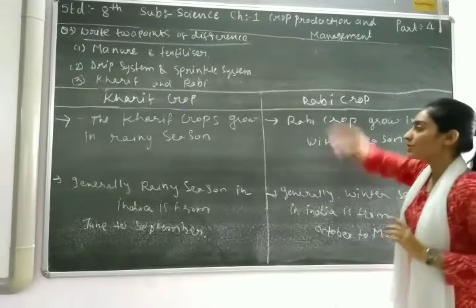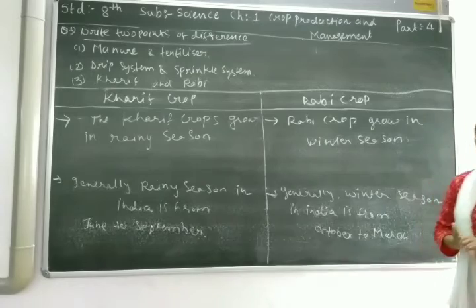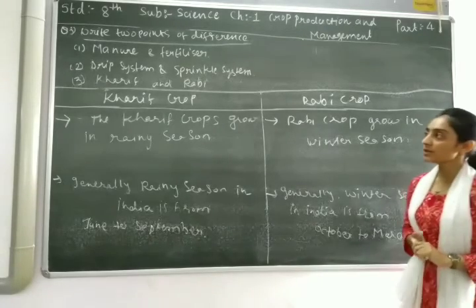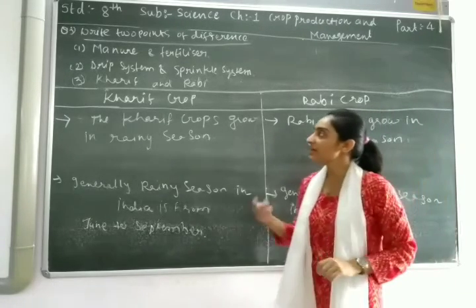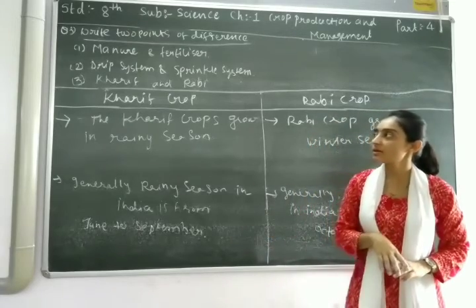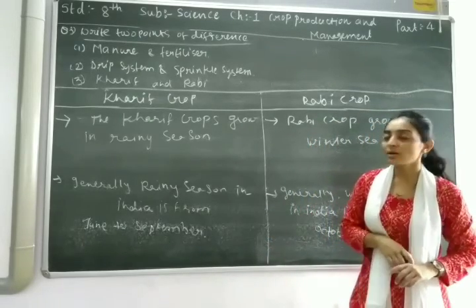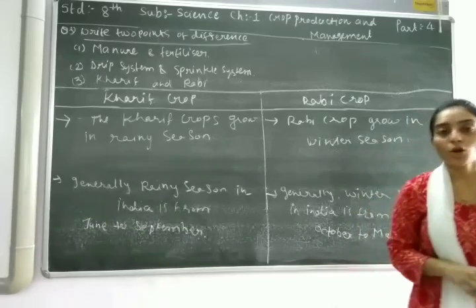So all these three questions might be asked in your exams. Okay, this is very easy. Manures and fertilizer, okay, drip system and sprinkler system, Kharif and Rabi crops. Okay.